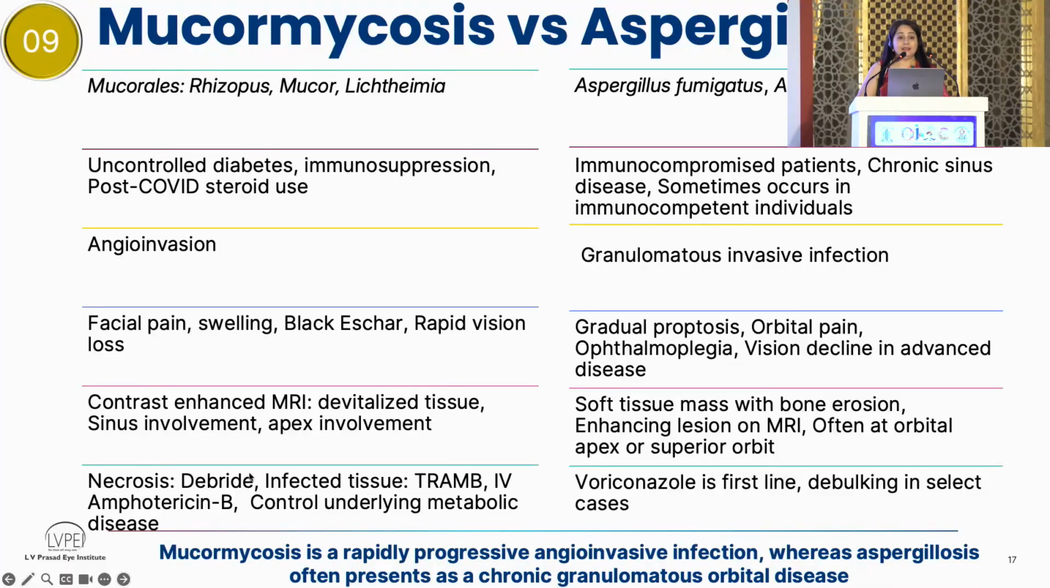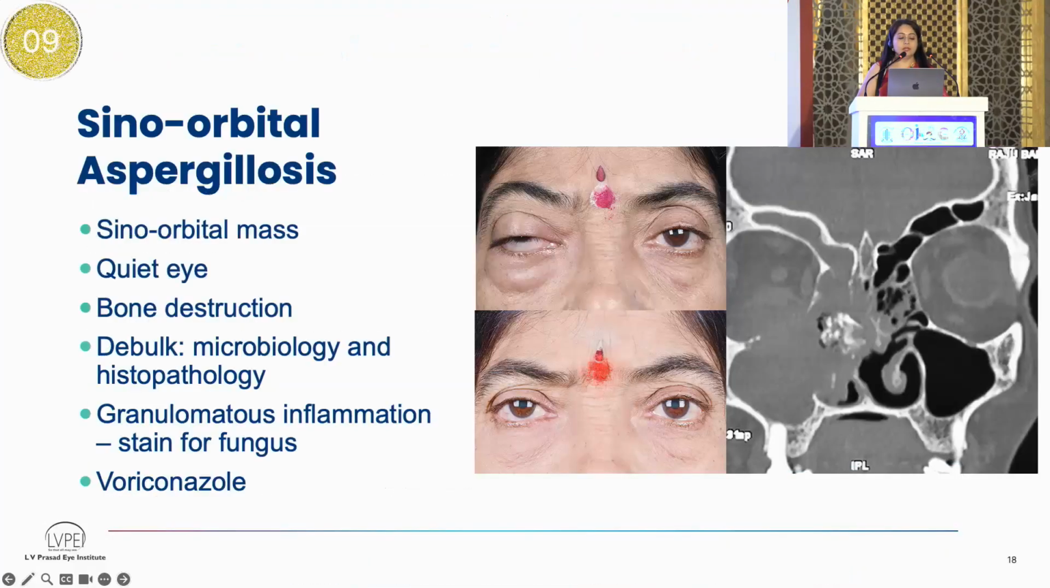In mucor, death can be as high as 50 to 60%, and therefore urgency in diagnosing and treating with amphotericin B is important. In aspergillosis, the mainstay of treatment is essentially voriconazole, which can be injected in the orbit or even given as oral voriconazole.